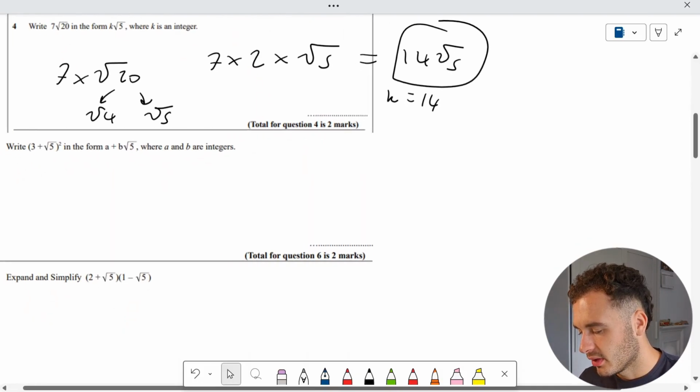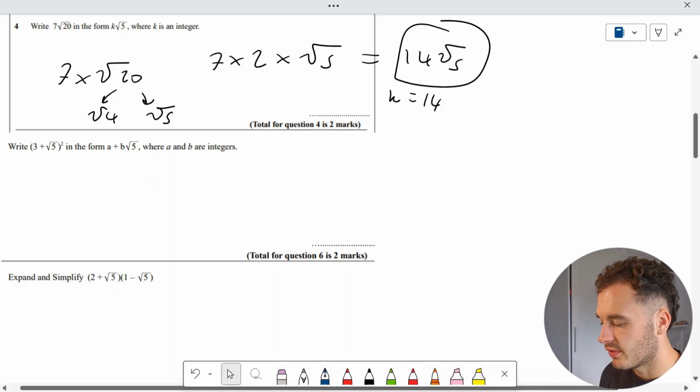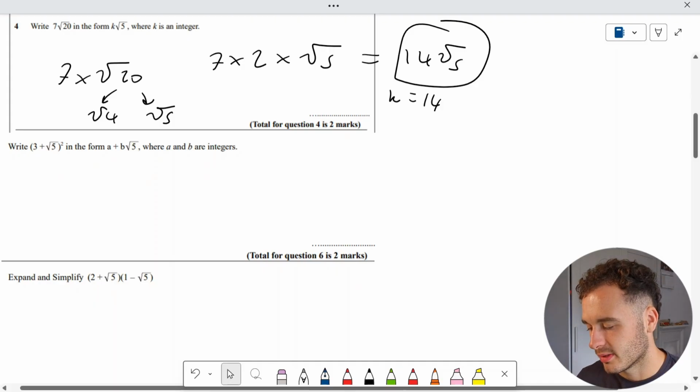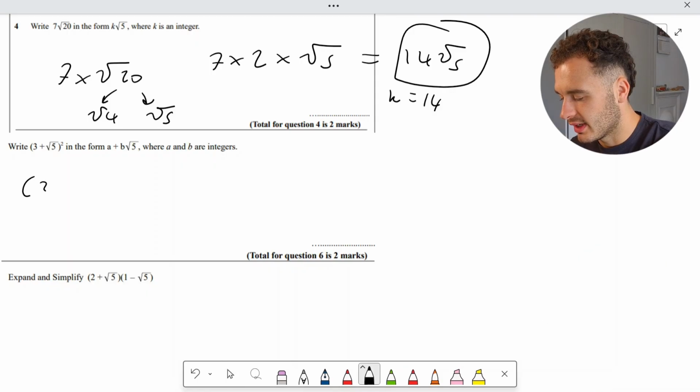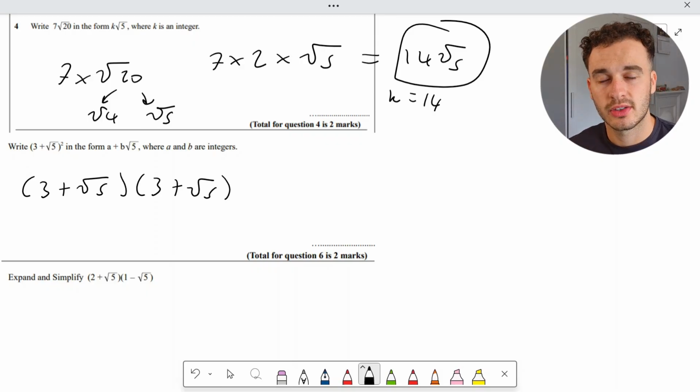So we're going to write 3 plus root 5 all squared in the form a plus b root 5. Remember, don't worry about the form. Just do the calculation. It hopefully should come out in that form. So 3 plus root 5 squared is the same as 3 plus root 5 times by 3 plus root 5. I will make a video very soon on expanding and factorising, but hopefully as you are a higher student, you should be able to expand and factorise.